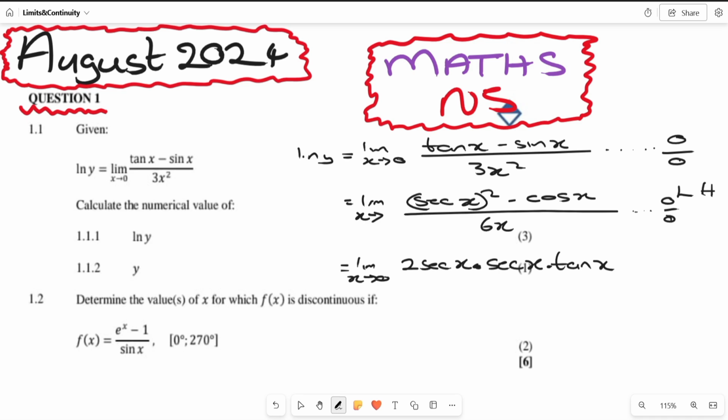Okay, and then we'll say minus the derivative of cos, which is minus sine. The derivative of cos is minus sine. So the minus becomes positive.